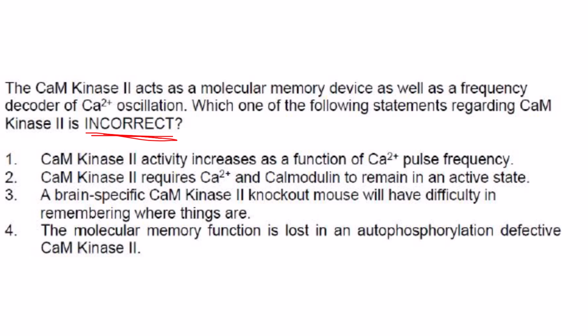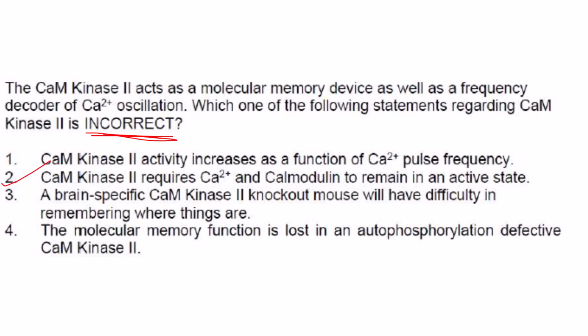Okay, so we will see the statements. CAM kinase 2 activity increases as a function of Ca2+ pulse increase. That statement is correct. Then, CAM kinase 2 requires Ca2+ and calmodulin to remain in an active state. No. Even if the Ca2+ and calmodulin levels decrease, CAM kinase 2 can remain in the active state. So that is the incorrect statement.